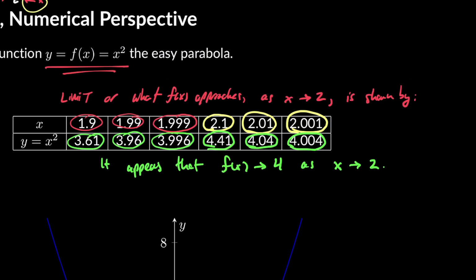Again, f of 2 is 4. That is not what we're talking about. What we're talking about is how do we tell that something is approaching a certain value, and that it doesn't magically just pop into the value 4 when it is elsewhere for other inputs.